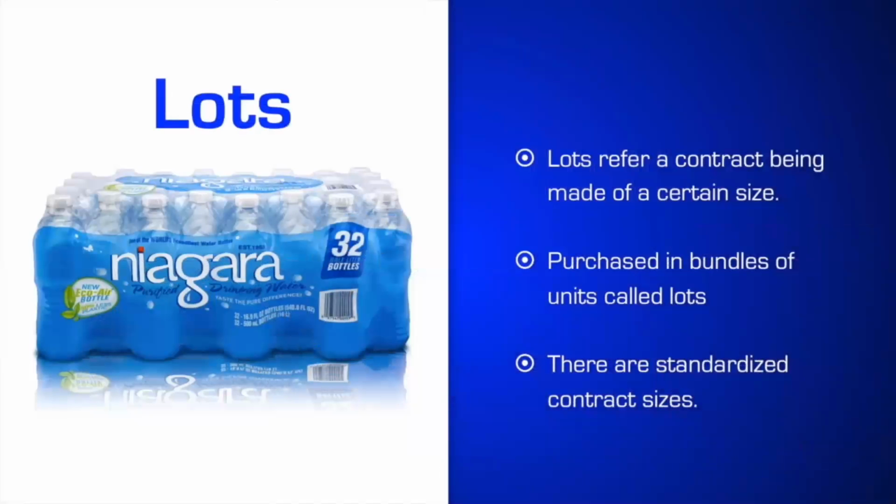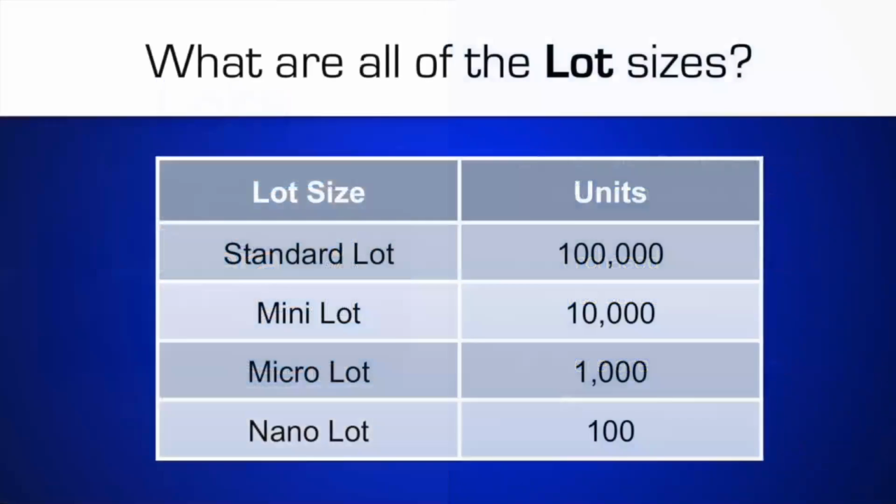You purchase them in bundles of units called lots, and they're standardized contract sizes, okay? So it's no different than if you wanted to buy, say I have this picture of water. If you wanted to buy some water, a 32 pack, and you go to the store, you can't just say, I want to just buy one of those water bottles out of 32. You have to buy the whole bundle. So now what your online brokers have done is they've gotten together and they've created standardized contract sizes in the form of lots. So these are the lot sizes that I was talking about. These are standardized contract sizes.